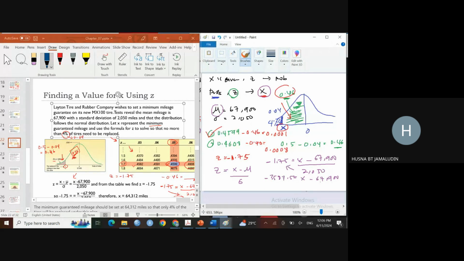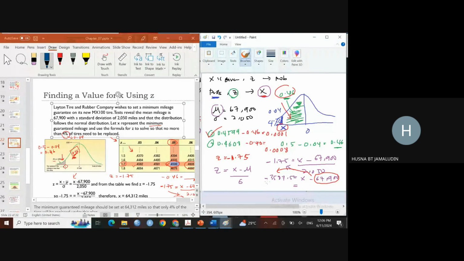67,900. You don't want to see this 67,900. You only want to see x, right? So what are you going to do? Of course, you're going to move this 67,900 to the left side. It is actually negative, so when you move it to the left side, it will become positive. So you minus this 3587. What will you get?